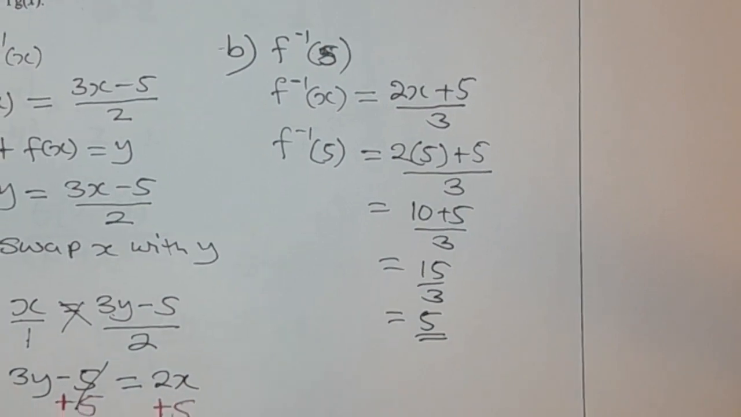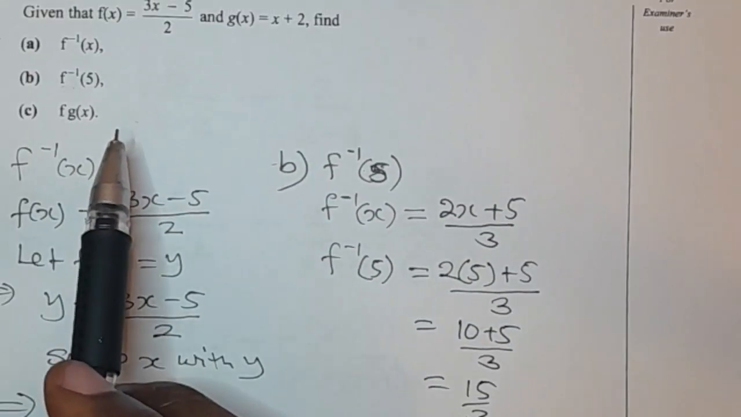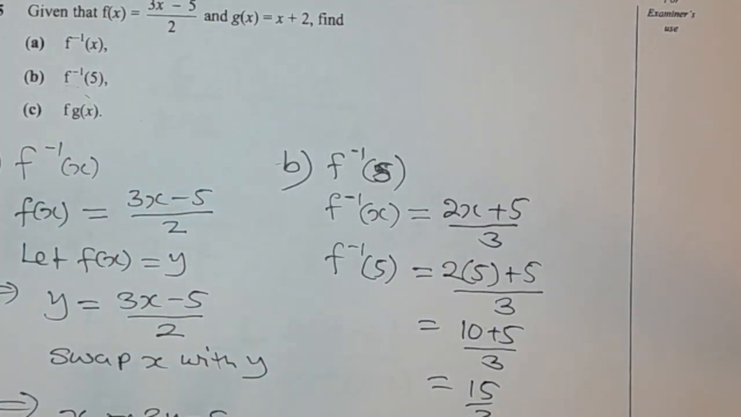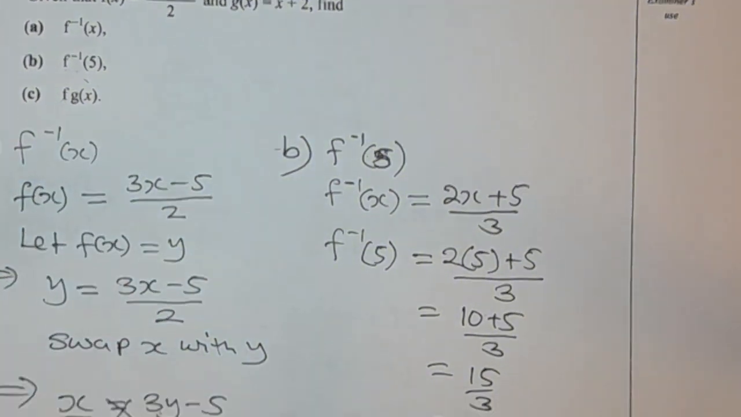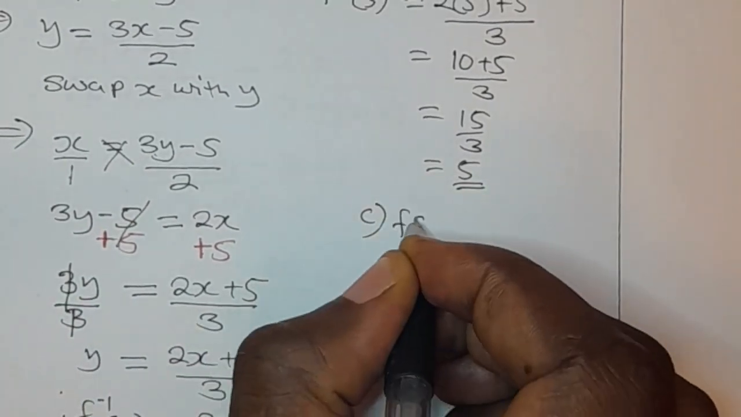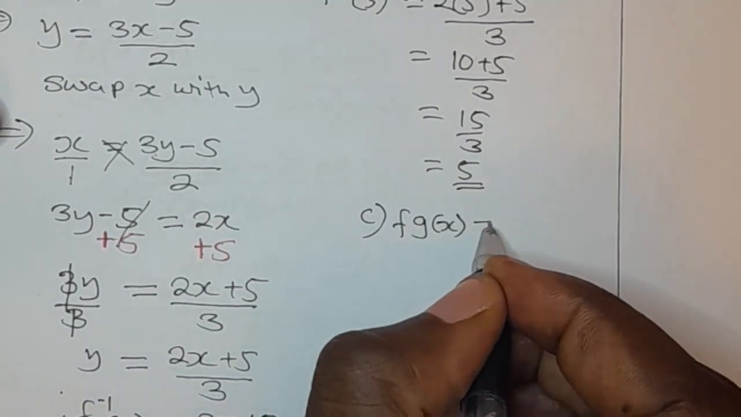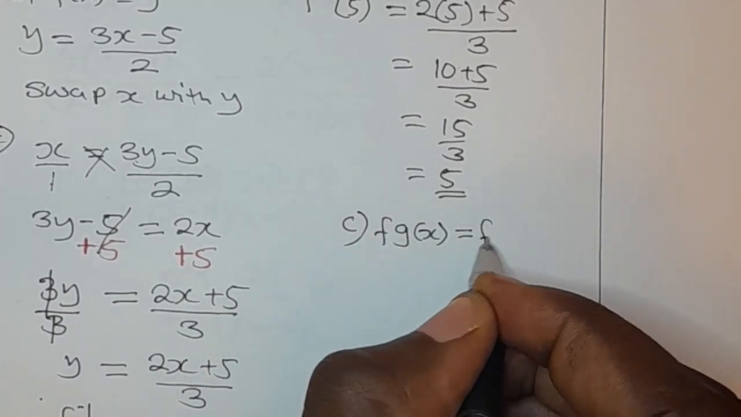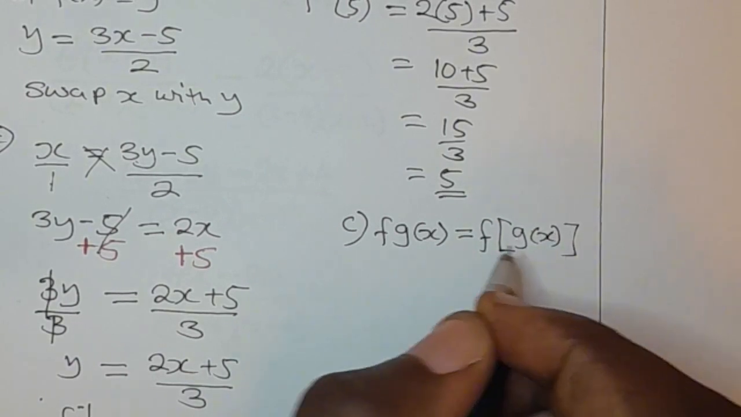Okay? Let's look at the last one, which is C. At C, they want you to find f of g of x. In other words, the composition of the function f of x of g of x. So at C, this is what they want you to find, f of g of x. So now, what does this mean? It means that this can be written as the function f, then g of x.